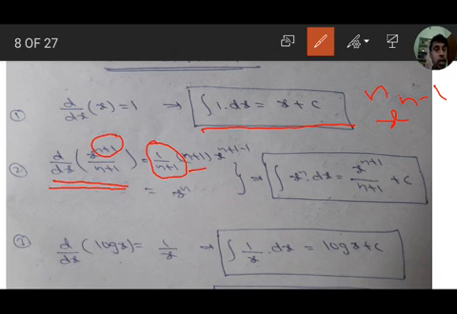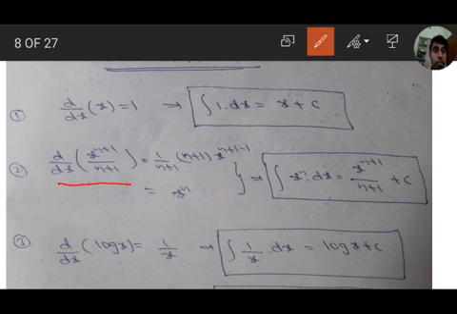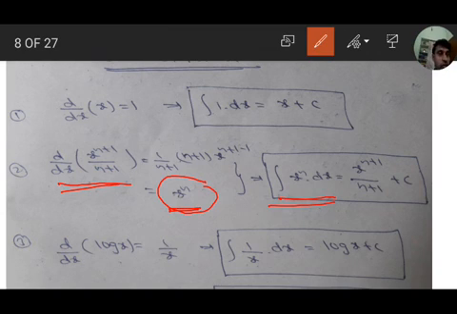So n plus 1 into x to the power of n plus 1 minus 1, the plus 1 and minus 1 cancel, and this n plus 1 cancels, we get x to the power of n. Means derivative of x to the power of n plus 1 by n plus 1 is x to the power of n. Therefore, we get integration of x to the power of n dx equal to x to the power of n plus 1 by n plus 1 plus c.